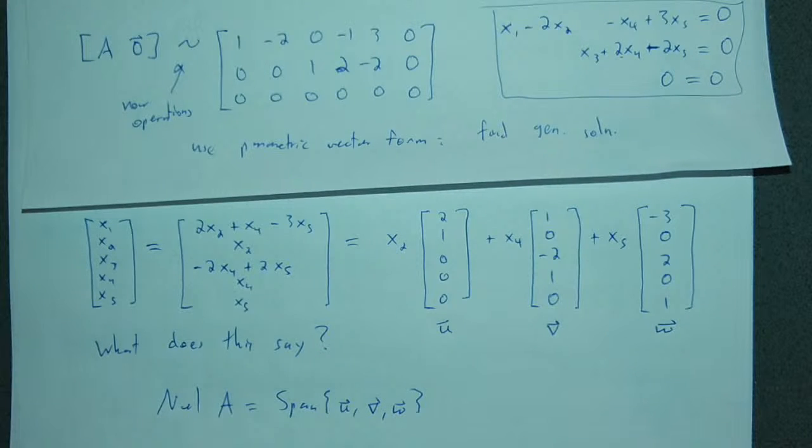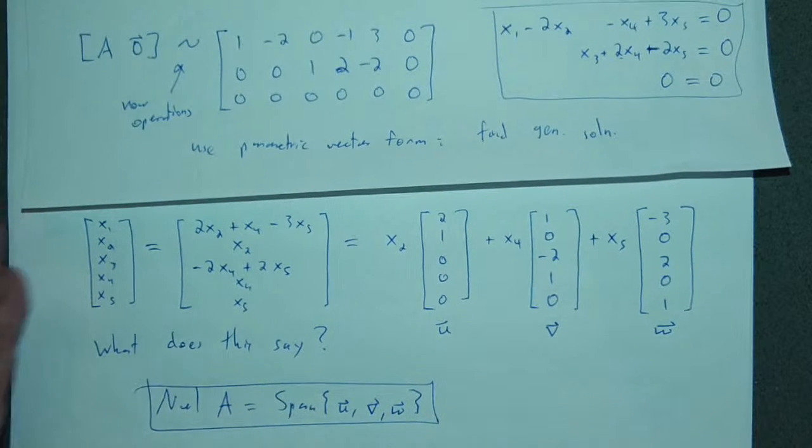What that's saying is that anything in the null space is a linear combination of these three vectors, so it's in the span. Vice versa, the span contains every vector that's in the null space. So the span contains everything that's in the null space, and the null space contains everything that's in the span, and these two things are equal. And so we found our explicit description of the null space.